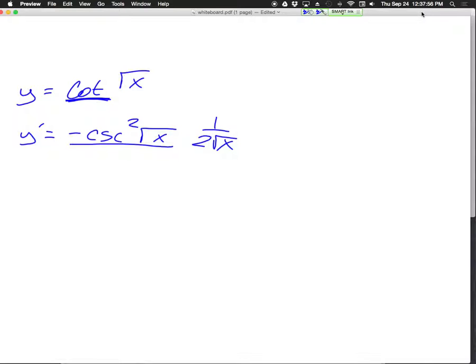Outstanding. Now, when she says we can't mess with anything inside of the trig function, she is correct. So if it's inside of the trig function, know that it's got to stay. You cannot touch it. So negative cosecant squared square root of x over 2 square root of x is what we're looking for. So outside, derivative of the outside, inside, derivative of the inside.